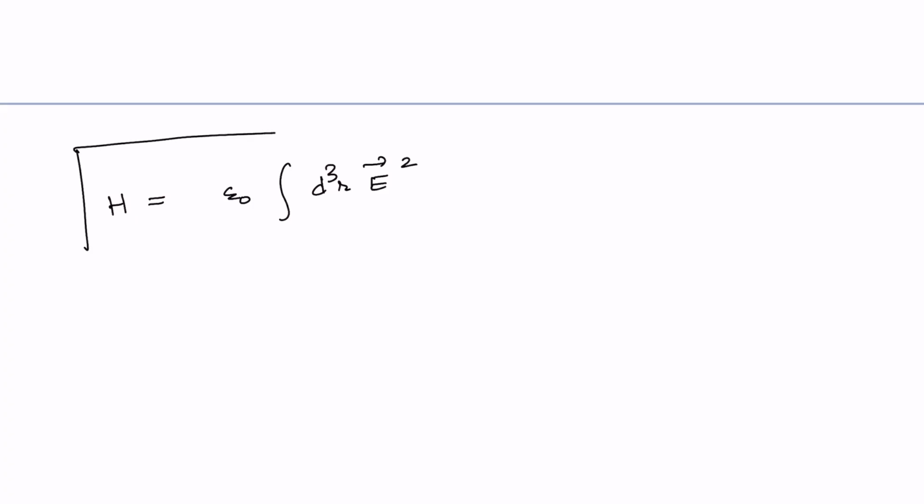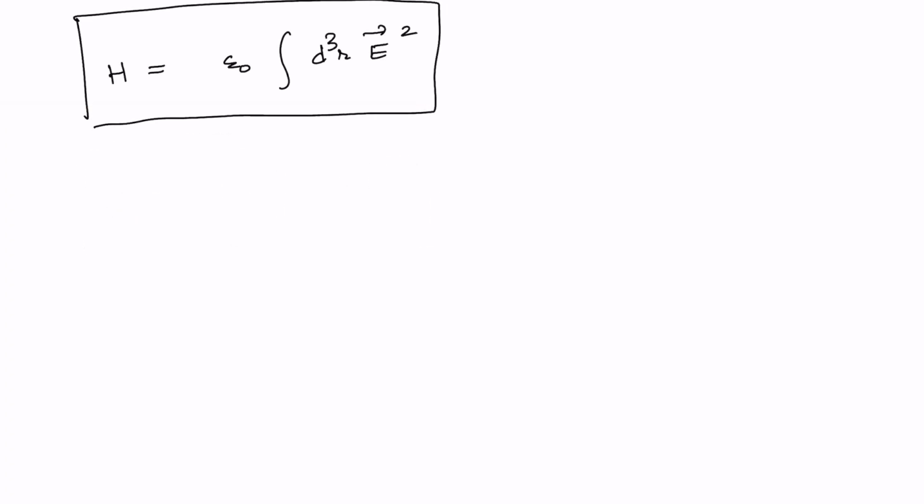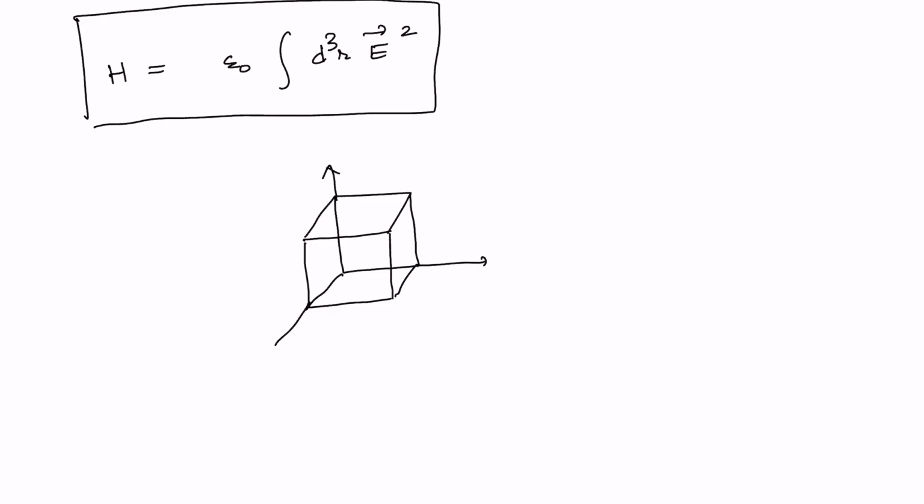Now we have to work out this Hamiltonian. To get an expression for this Hamiltonian, let us consider a volume element, and to do that let me consider a cube where each side is having length L. So this is the cube. This is my x direction, this is my y direction, this is my z direction, and each side is having length L. So the volume would be equal to L cube, right?